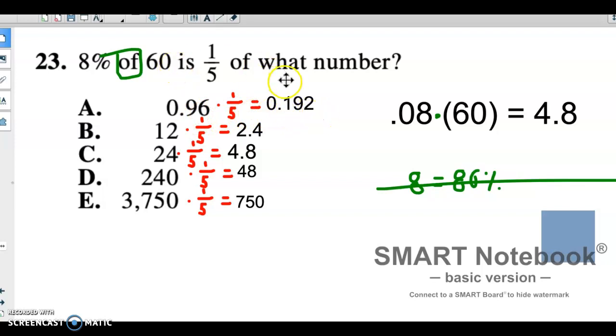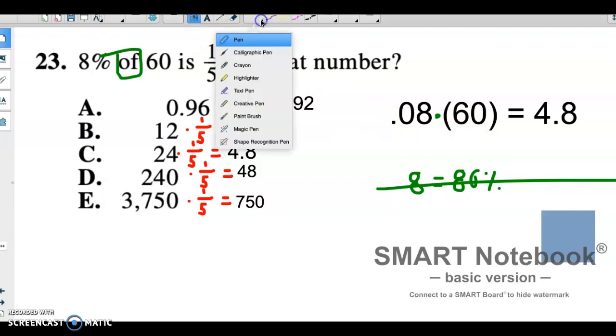So that is not the answer. You're going to keep going. 1/5 times 12 is 2.4. Not the answer. C, 1/5 times 24 is 4.8. Oh, 8% of 60 is also 4.8. So that is the answer.